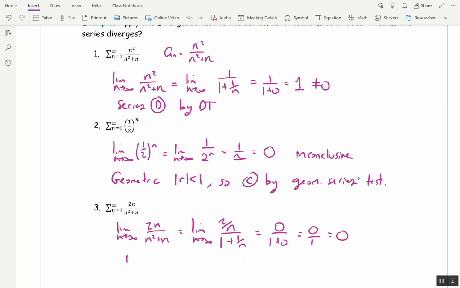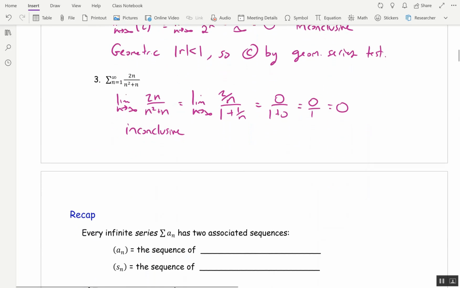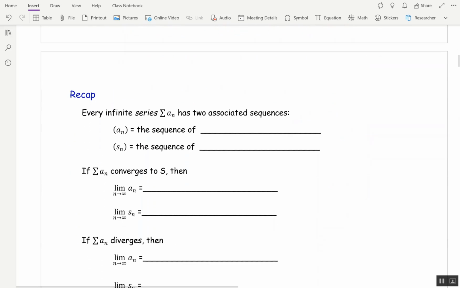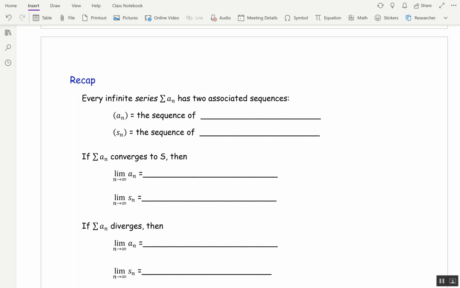So the test is inconclusive. I don't know whether this converges or diverges. In the next section, we're going to talk about comparison tests, and we'll have a good test for that, and we will be able to determine that this actually diverges. So that's something to look forward to. Okay, so recap of what's going on, because it is very confusing.